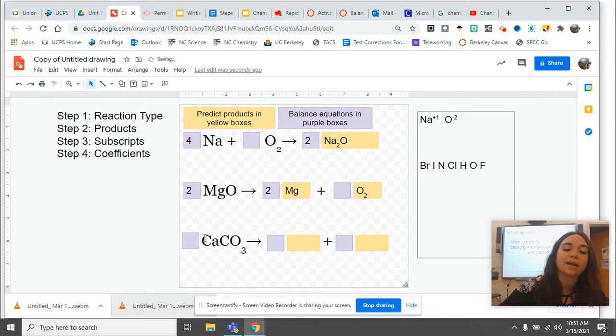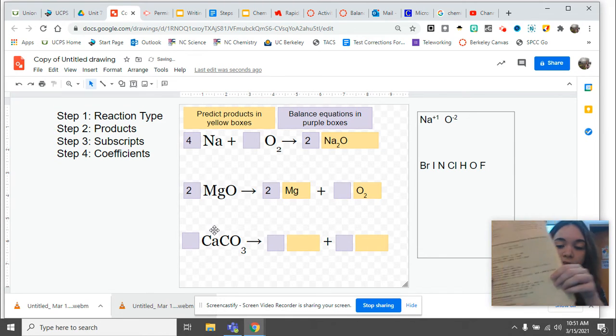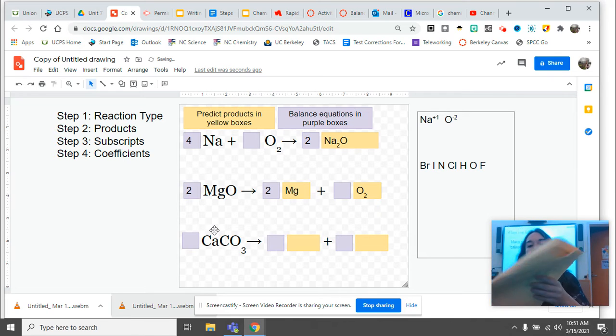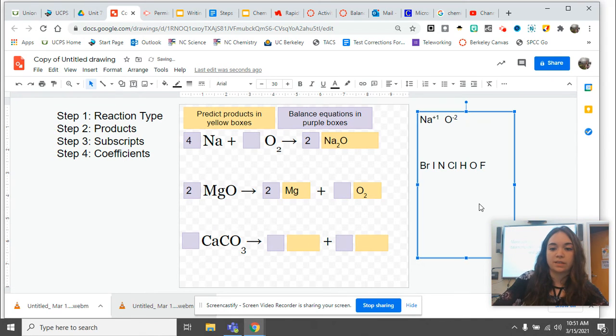My last one, I have CaCO3. Now this is another decomposition because we only have 1 reactant. It's going to break up into 2 products. But since it's CO3, that's a carbonate. Anytime we have a carbonate, a chlorate, or a hydroxide at the end, we're going to have to check our reference packet to figure out how it's going to break up. So check in your reference packet under the decomposition reactions, and you're going to see something that looks like this.